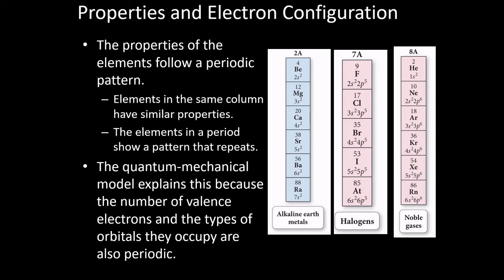Now we're going to talk a little bit more about the properties that we can predict using the way that the periodic table is set up, using the fact that all of the elements in this row, this would be the alkaline earth metals, all the elements in this column, have similar configurations, and so therefore they have similar chemistries. They'll have similar chemical and physical properties.